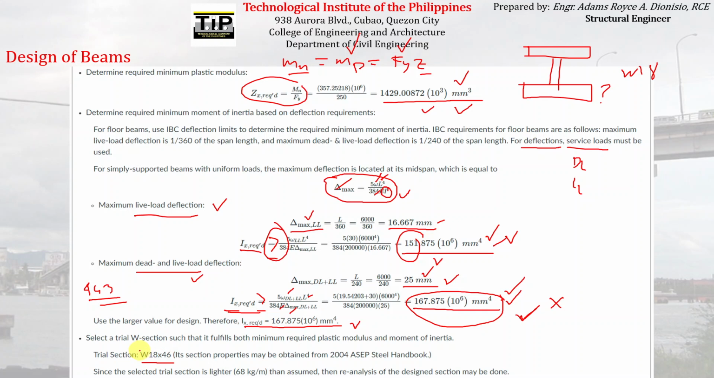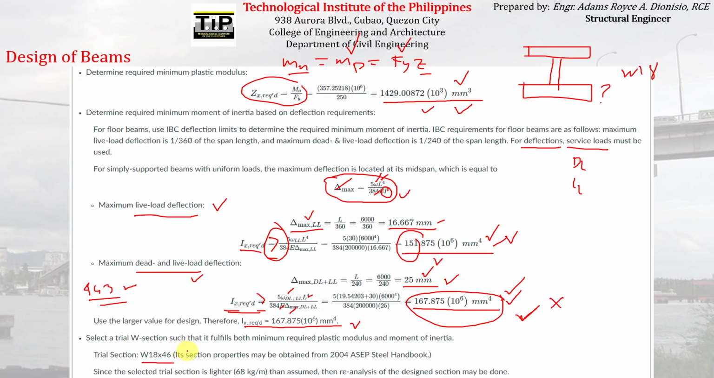Okay, it's already very safe because it assumes already that its weight is 463, even though it is not actually 463 kilogram per meter. So the design is actually safe, because you expected the worst case scenario of having a very heavy beam. Since the trial section is lighter, we can already analyze the given beam, so we can just find its capacity, the capacity of a W18 by 46.